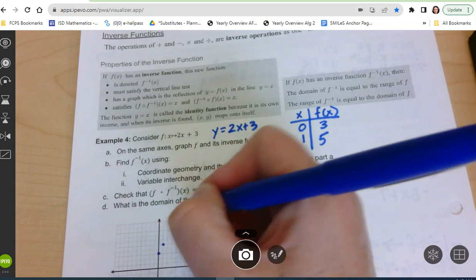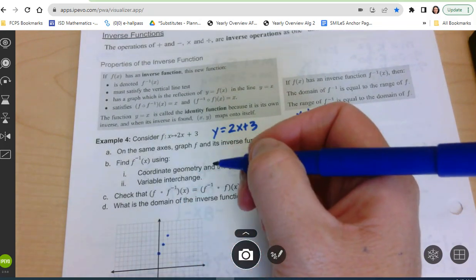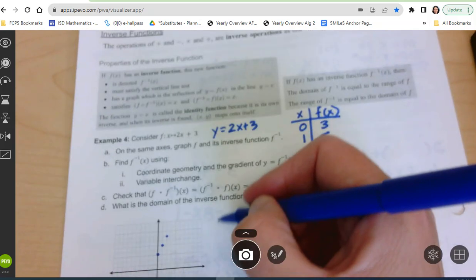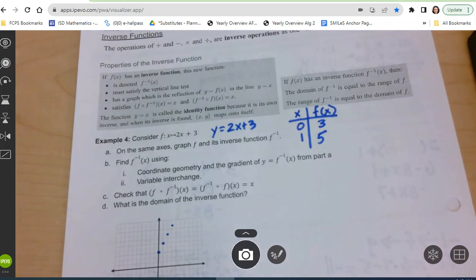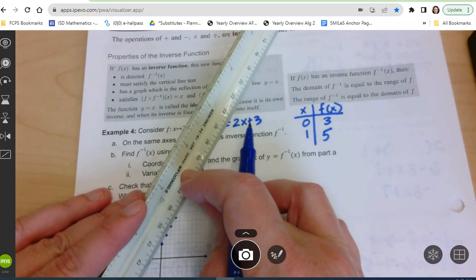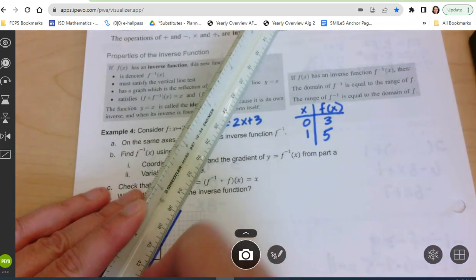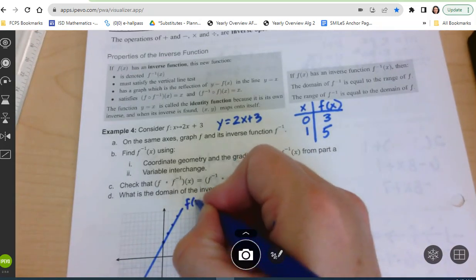And because I know the slope is 2, I'm going to probably just graph a few more points to make sure I get in the right place. It's actually really hard for my eyes to see this graph. Okay. And I'm going to use a ruler to make this line nice. Okay. So that line is f of x.